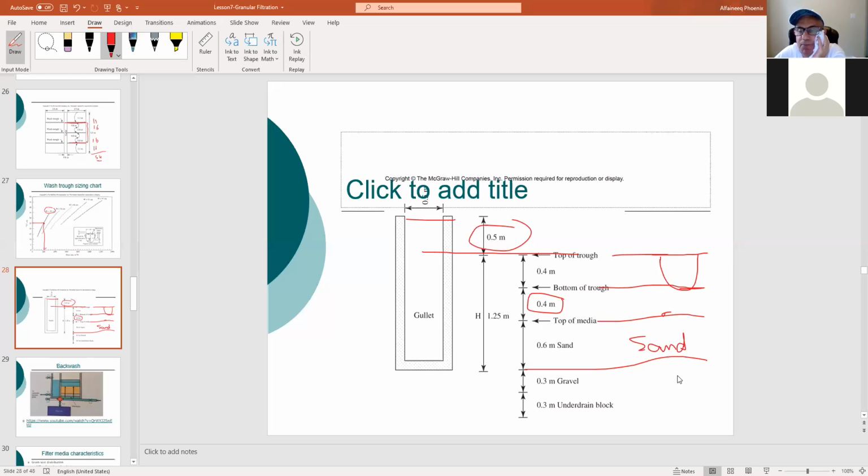Gravel beneath it to support it, and the drain, perforated pipes or blocks or whatever. The gullet ends at the end of the sand. In other words, everything else here is substructure, which comes beneath the gullet and the filters together as well. Okay, makes sense how you fill your filter box.